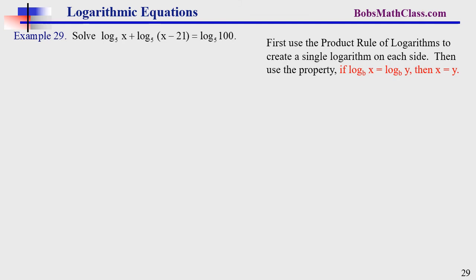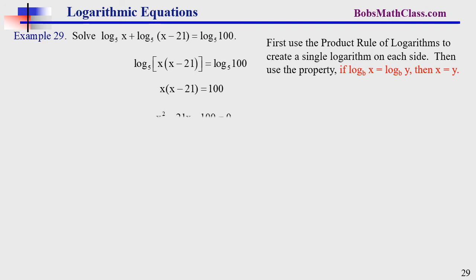All right, so again, if the log of x base b equals the log of y base b, then x equals y. Doesn't matter what the b's are. So we're going to use the product rule first. That gives us the log of x times x minus 21 base 5 equals the log of 100 base 5. So again, as long as we have the same log on both sides, we just get rid of it. So it's x times x minus 21 equals 100.